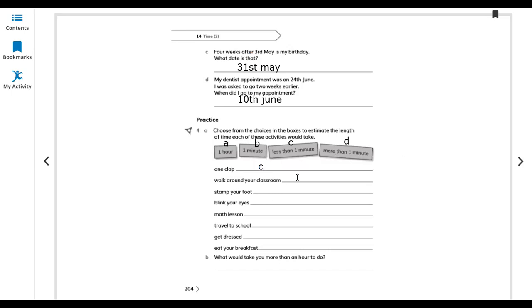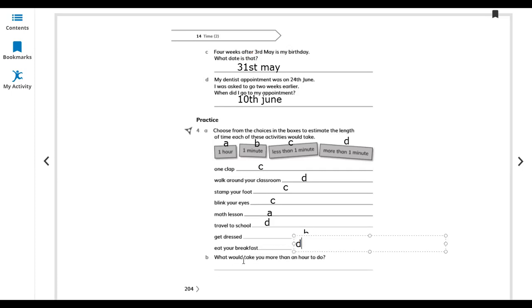Walk around your classroom. Maybe 1 minute or more than 1 minute. Stamp your foot. Less than 1 minute. Blink your eyes. Again, less than 1 minute. Math lesson. 1 hour. A. Travel to school. Maybe more than 1 minute, not 1 hour, but more than 1 minute. Get dressed. Maybe 1 minute it will take. So it's B. Eat your breakfast. More than 1 minute.